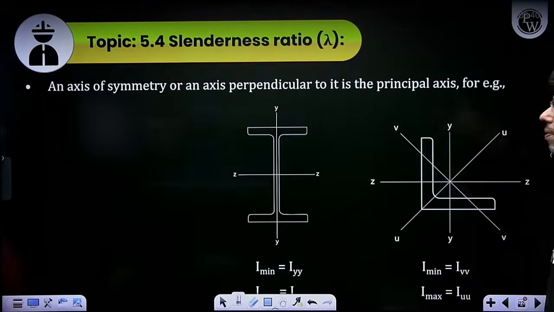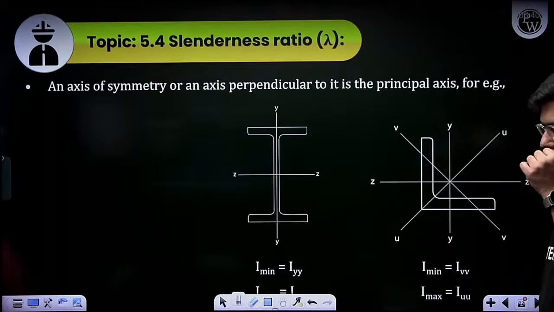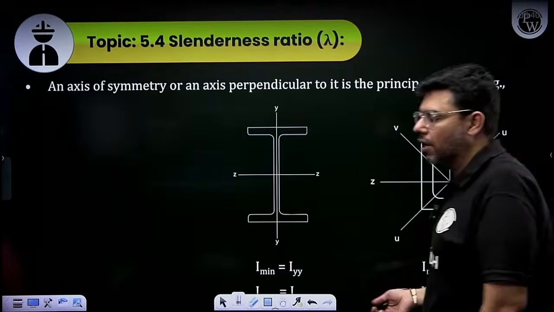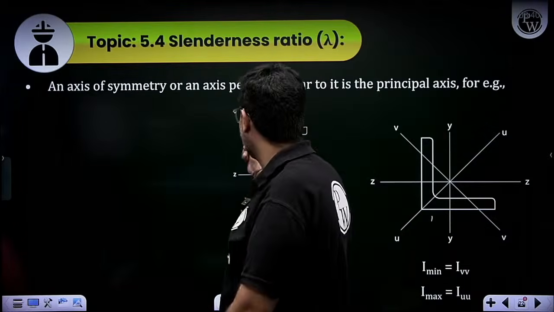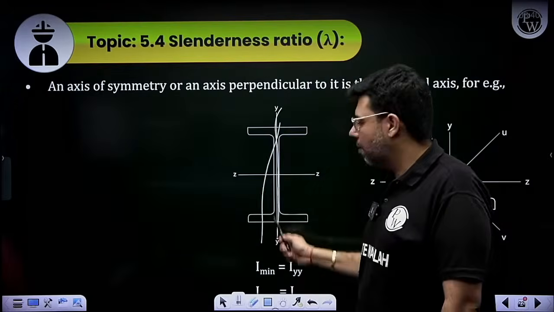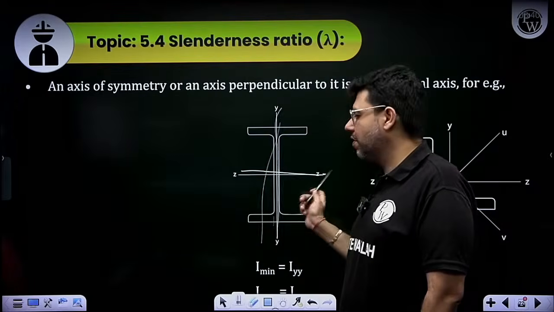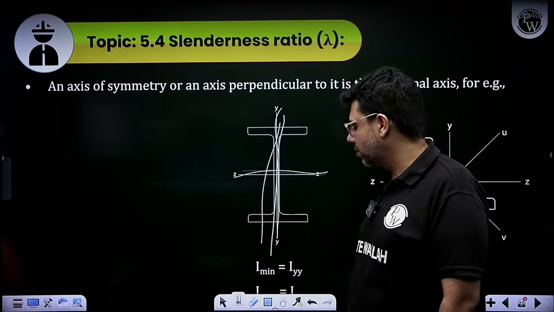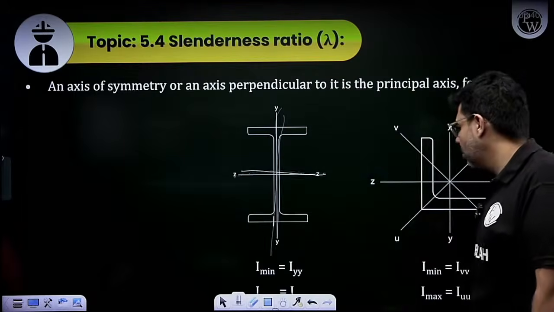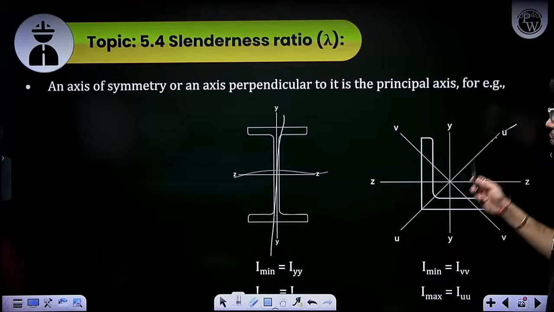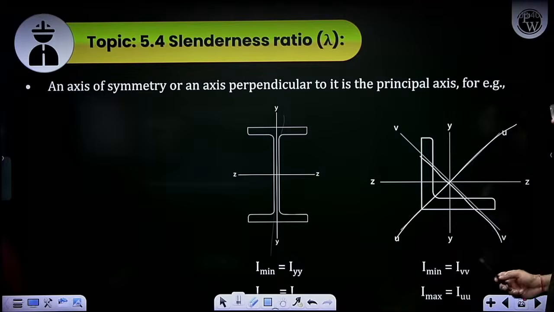Okay. Now, an axis of symmetry or an axis perpendicular to it are the principal axes. Like in the case of an I section, this is the principal axis, YY, ZZ, where ZZ is the major principal axis and YY is the minor principal axis. This you all know. In an angle section, UU is the major principal axis, VV is the minor principal axis.